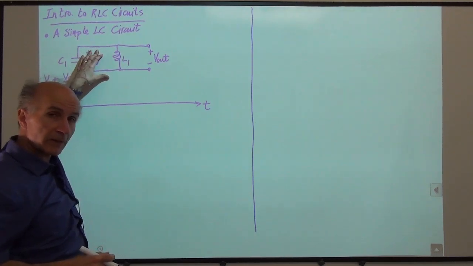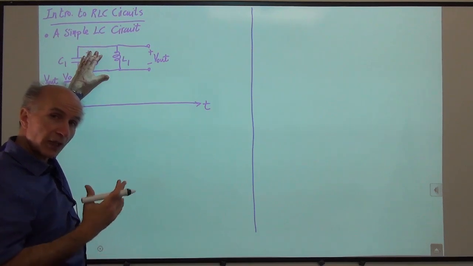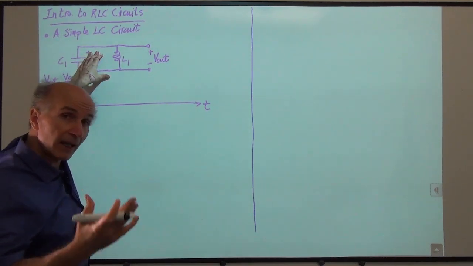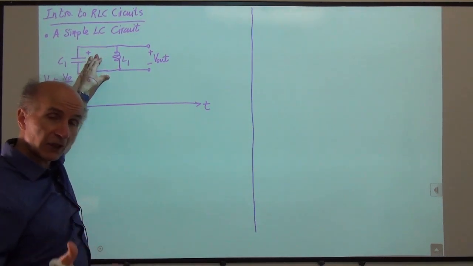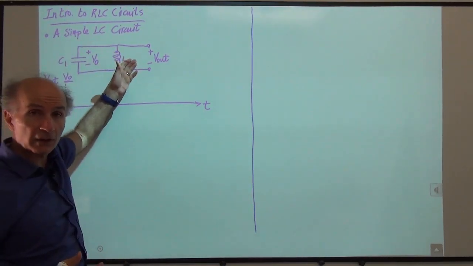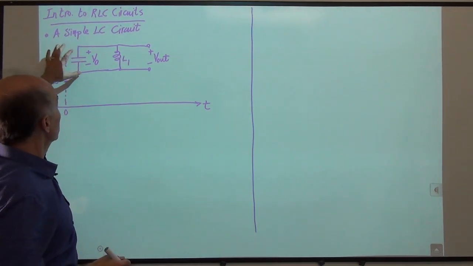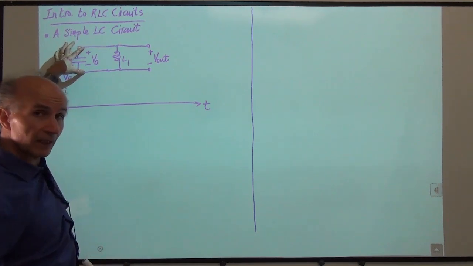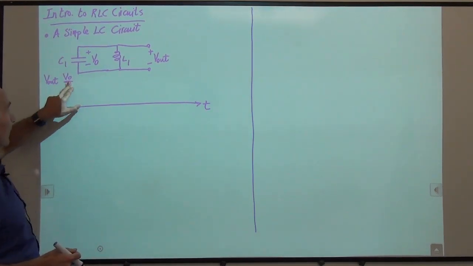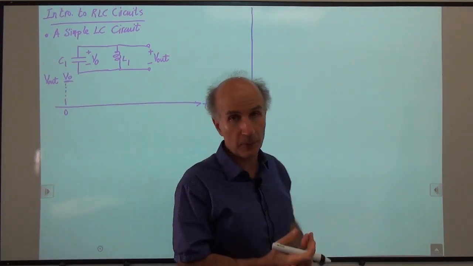Can the voltage on the capacitor change from 0 minus to 0 plus? No, because to change the voltage on the capacitor instantaneously, I would need an infinite current, and there's no source here that could give me an infinite current, right? This inductor cannot provide an infinite current, right? So we can't change this voltage instantaneously. At 0 plus, we still have V0. All right, now the question is what happens after this point?